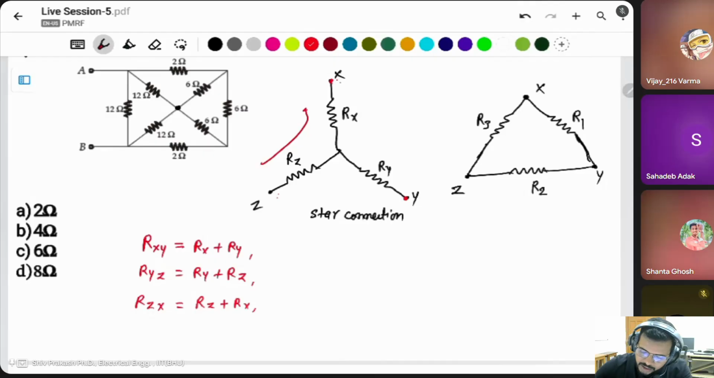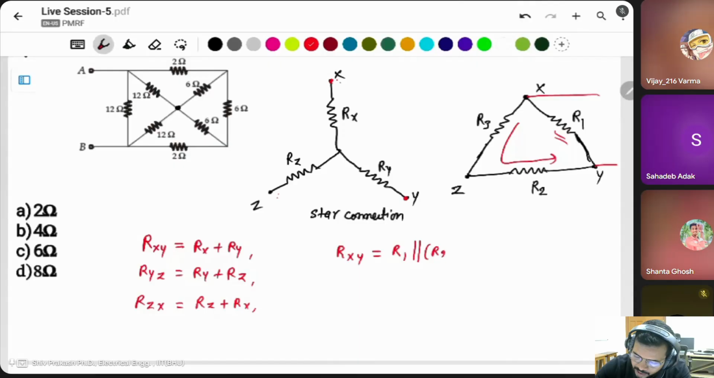Same thing you can do for the delta. You apply the terminal, suppose this terminal XY, then what happens? These two are connected in series, with parallel of R1. Then you can say RXY is equal to R1 parallel with R2 plus R3.